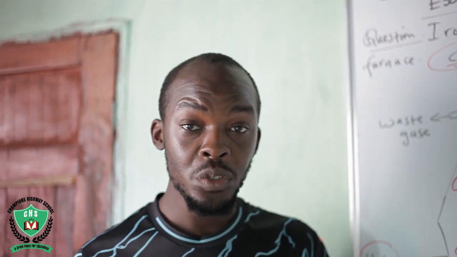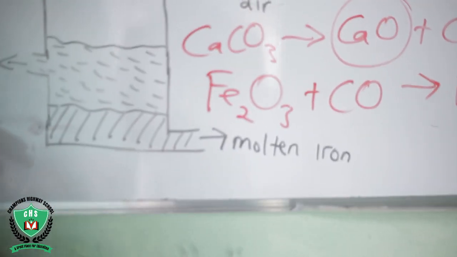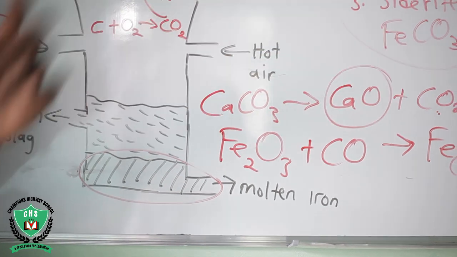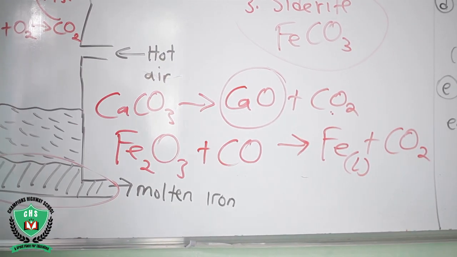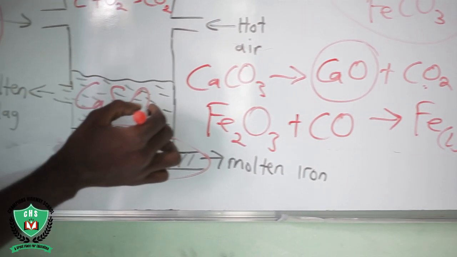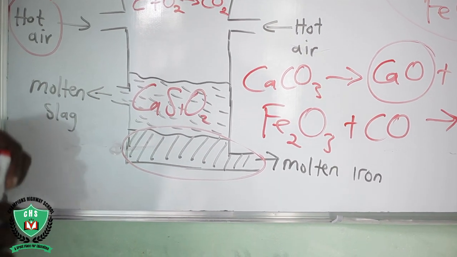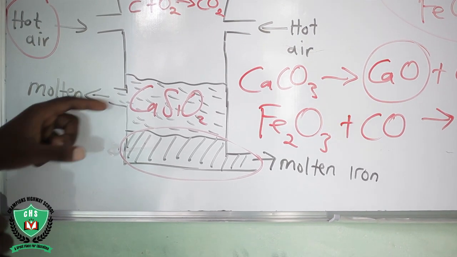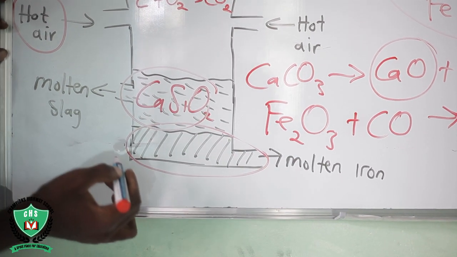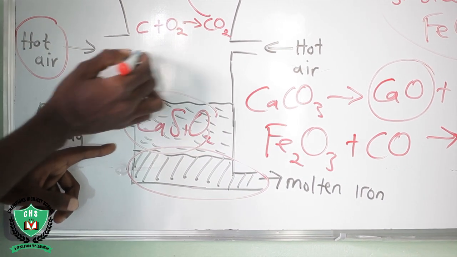the same slag that is used in making roads. After molten iron settles at the bottom here, the molten slag, the calcium silicate, once produced, will float on top of the molten iron. Here we have calcium silicate settling on top of the molten iron, and it will prevent the iron that has been produced from reacting back with the oxygen here.